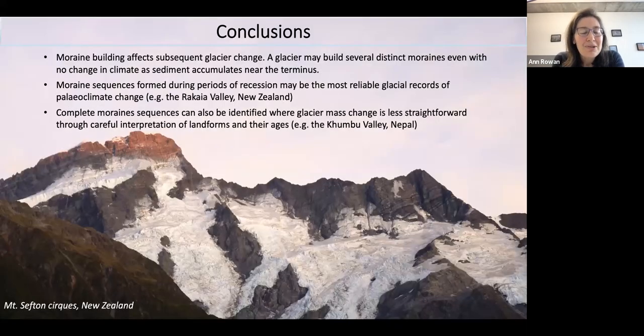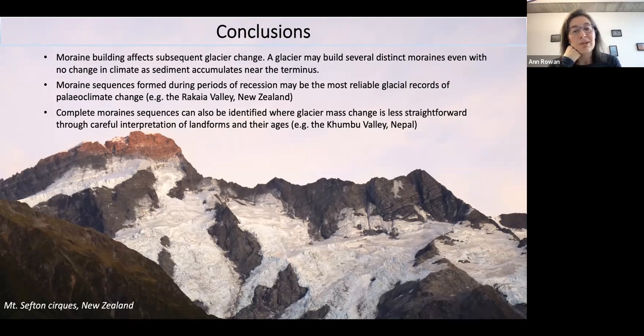And then, so just to conclude, moraine building affects subsequent glacier change. And our model results show that a glacier may build several distinct moraines with no change in climate due to sediment accumulating near the terminus. And also that for Khumbu Glacier, for example, debris-covered glaciers can develop a different moraine sequence to a clean ice glacier.